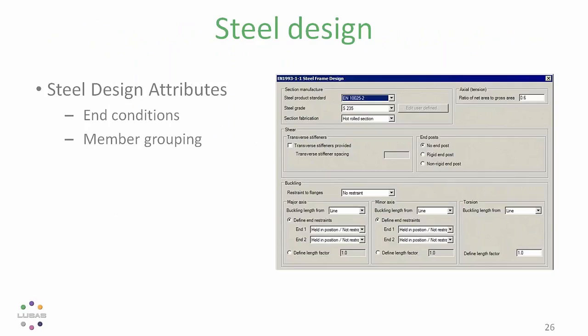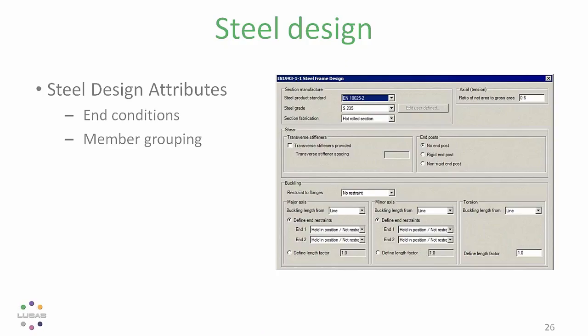Moving then on to the steel design. So first of all, you need to set up a steel design attribute. You'll see now in LUSAS version 16 that the menus have been somewhat rearranged. So on the attribute menu, you now have both concrete and steel design attributes.